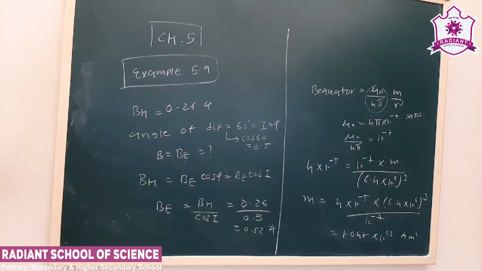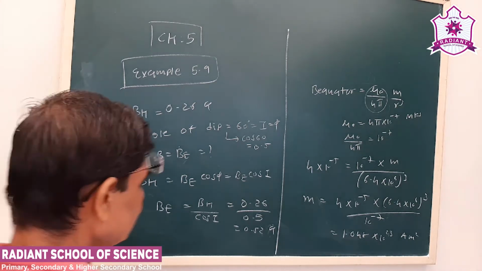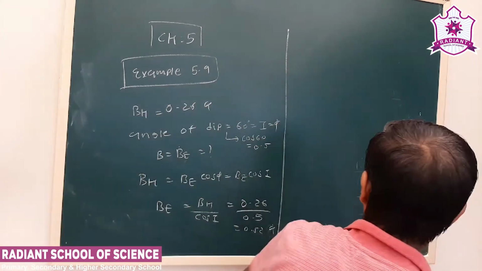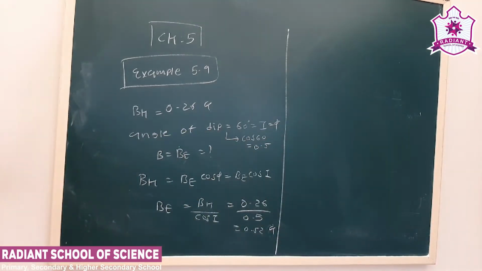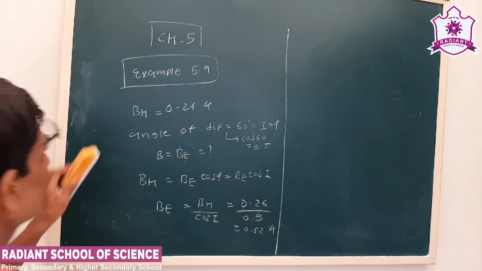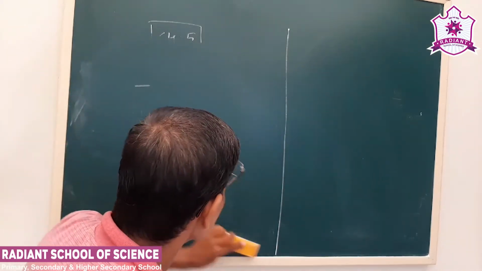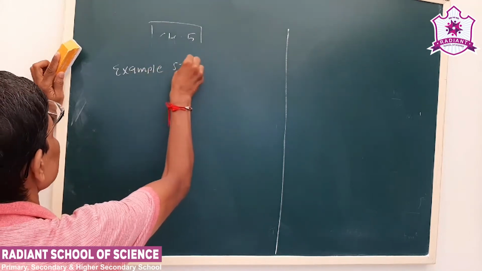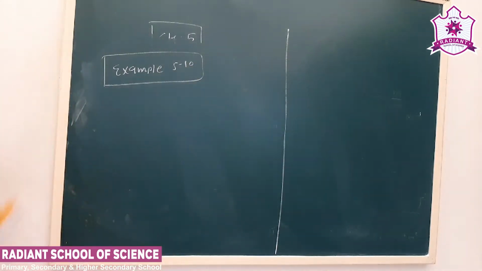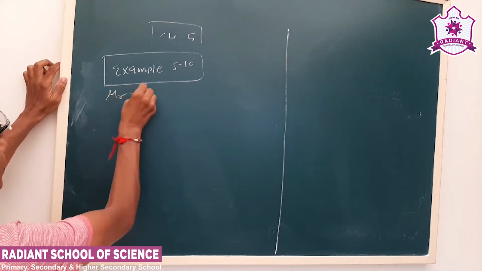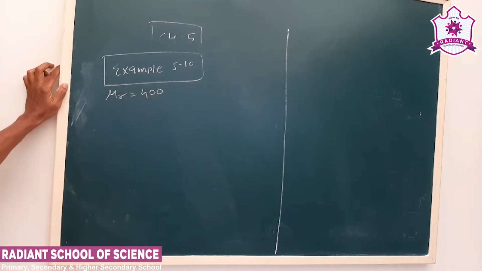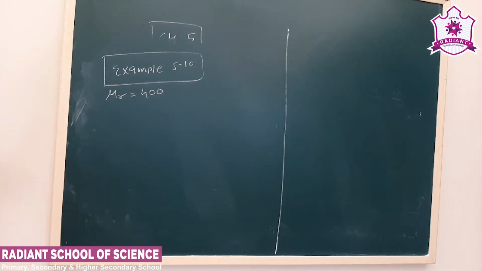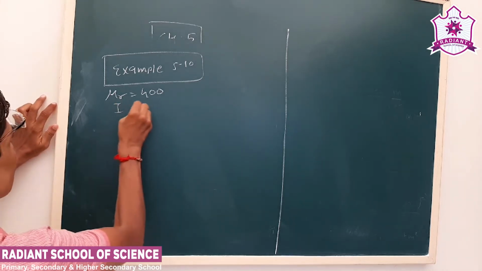So this is about example number 5.9. Now see our next example, example number 5.10. A solenoid has a core of material with a relative permeability. Now we know the relative permeability mu r is 400. The winding of the solenoid is insulated from the core and carries a current of 2 ampere. That current is 2 ampere.